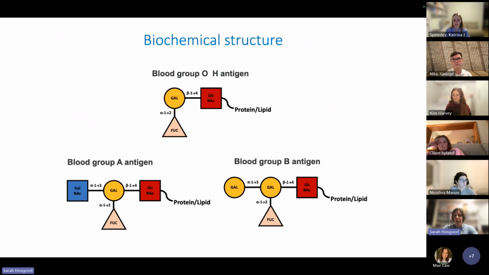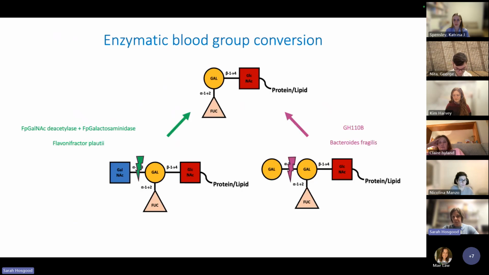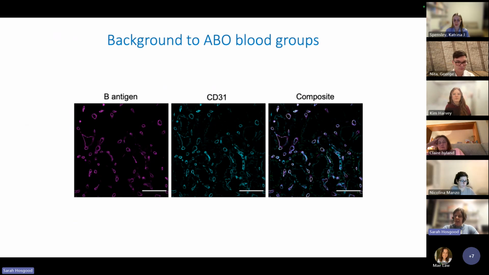In recent times, enzymes derived from bacteria have been discovered that can actually remove these blood group antigens. There are 2 that can remove blood group A and 2 that can remove blood group B antigens. This would be a very good way of converting a blood group A, B, or AB kidney into a blood group O kidney. It would then be a universal donor blood group, so it could be transplanted to any recipient.